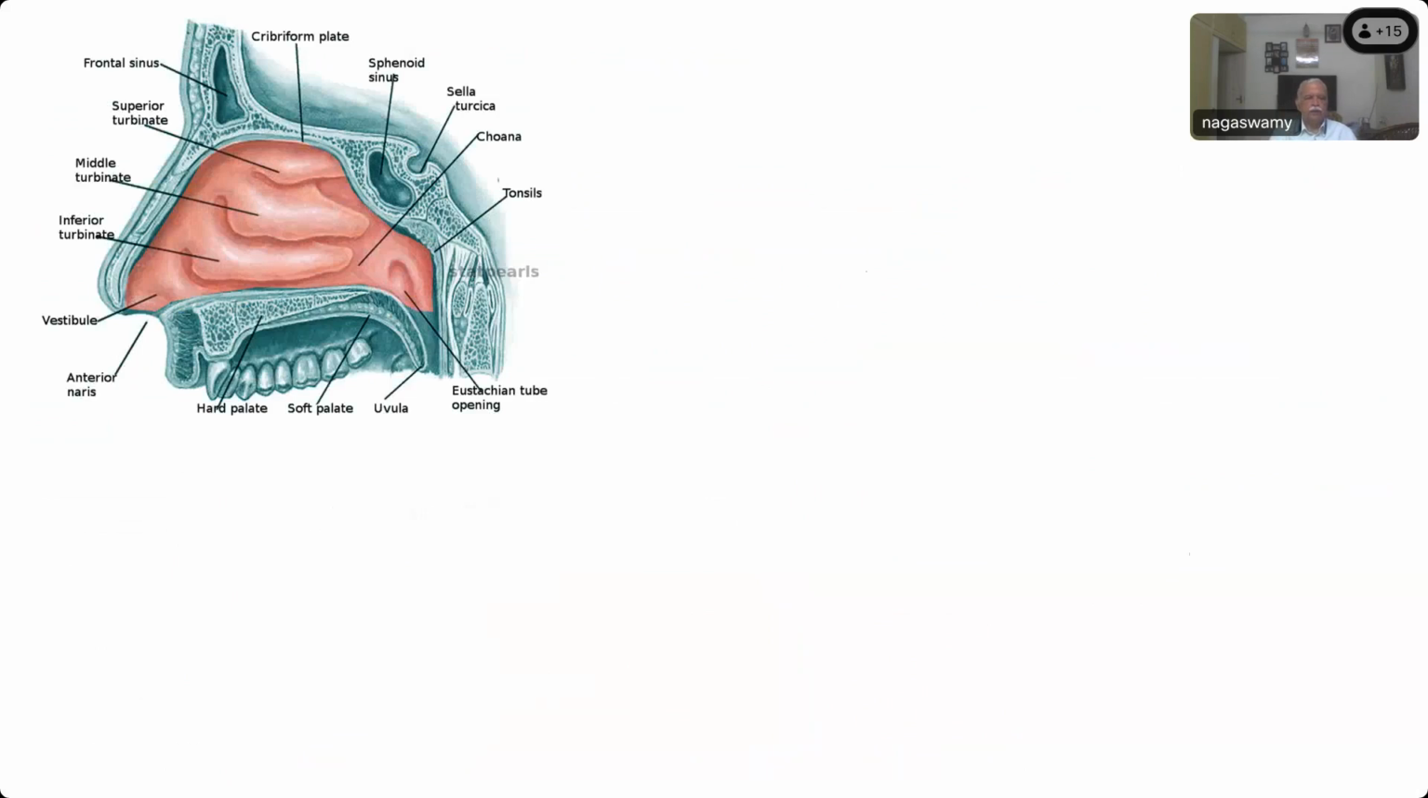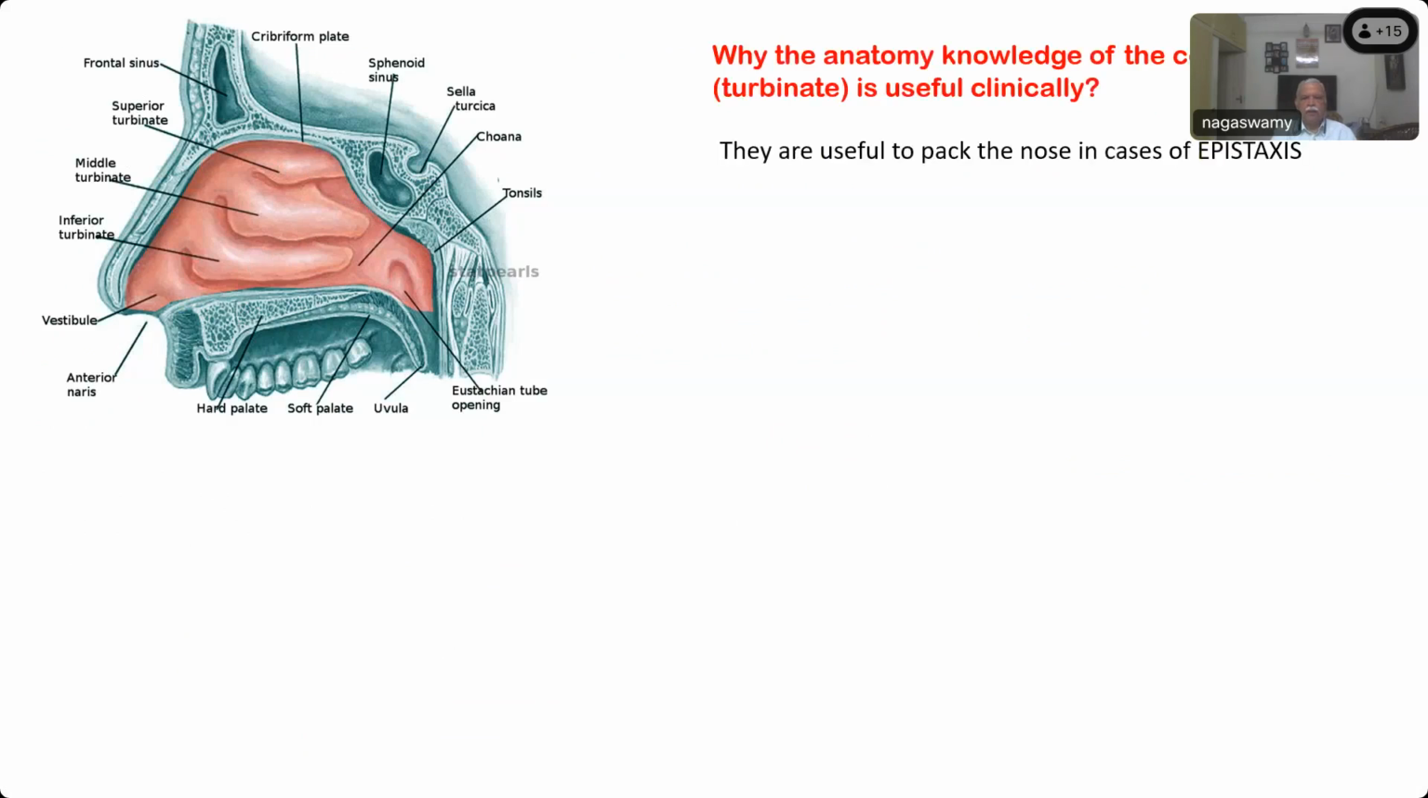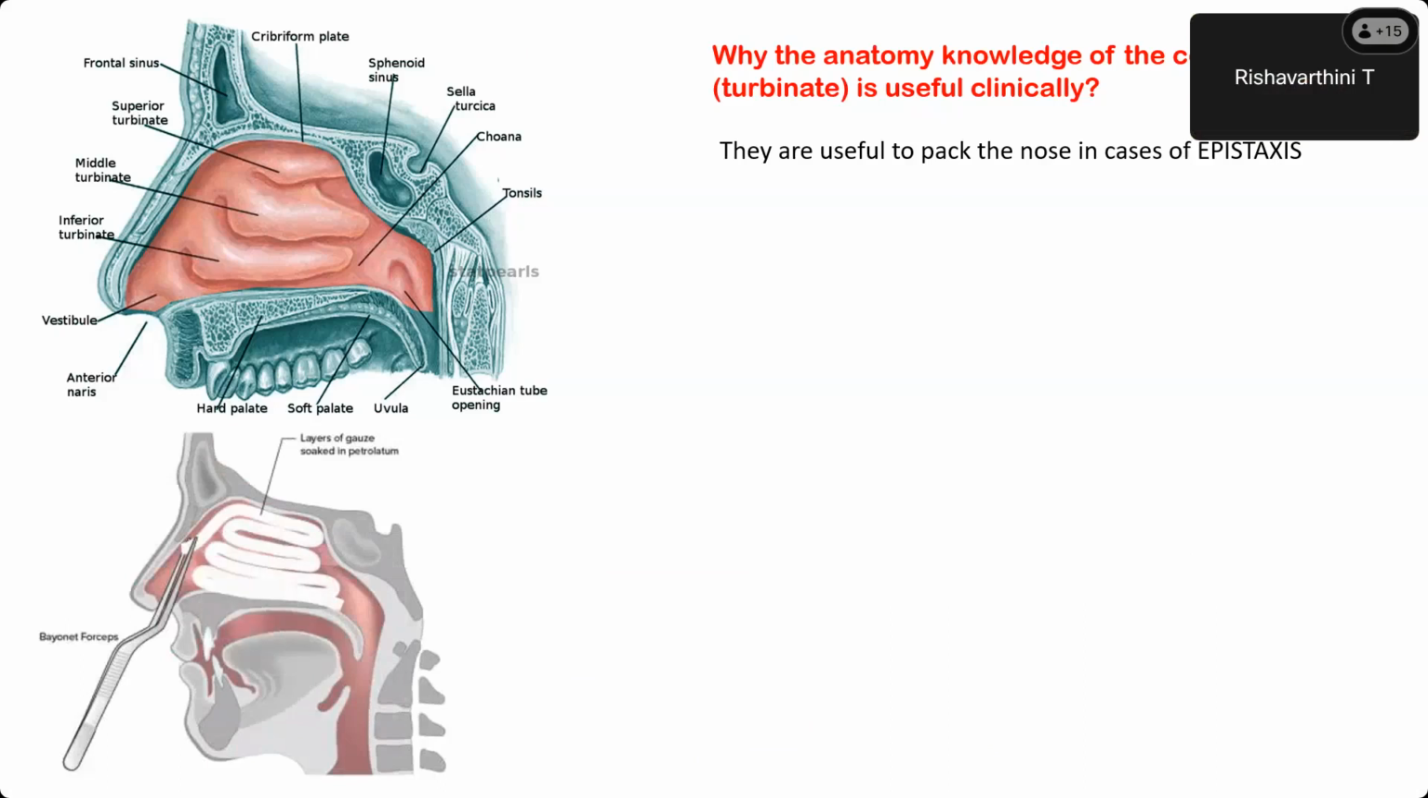So this is another picture to show more clearly where the conchae are. This is the lateral wall of the nose, and it is all related to the sinuses: the sphenoid sinus, the frontal sinus, the maxillary sinus. Why is the anatomy of the nose clinically useful? Because sometimes you may get cases of epistaxis also. So which area of the nose is notorious for bleeding? What is that area called? It is called Little's area, isn't it? ENT. Long back you would have studied.